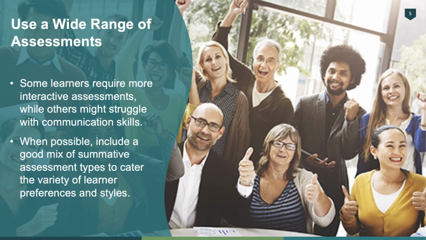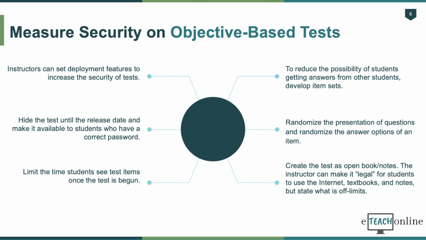Number 2, use a wide range of assessments. Every learner has different learning needs. They need to be provided with a variety of types of materials and activities to learn the content effectively. Some learners require more interactive assessments, while others might struggle with communication skills, which is an important skill in report or essay exams. When possible, include a good mix of summative assessment types to cater to a variety of learning preferences and styles. Number 3, measure security on objective-based tests.